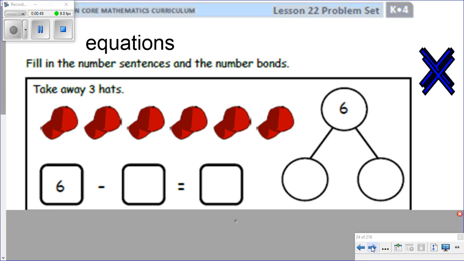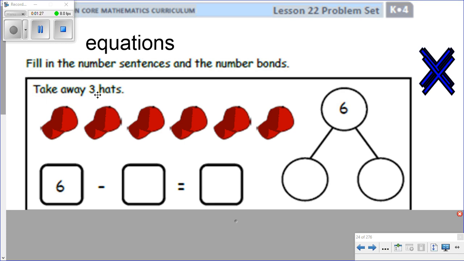Let's take a look. Here's our first problem with some baseball caps. Fill in the number sentences. Oh, but we know instead of number sentences, the math vocabulary word is equations. We're going to fill in the equations and the number bonds. Here's our number bond all set up. You can see this is where the whole amount is. The number of hats, 6. 1, 2, 3, 4, 5, 6. 6 hats to start with.